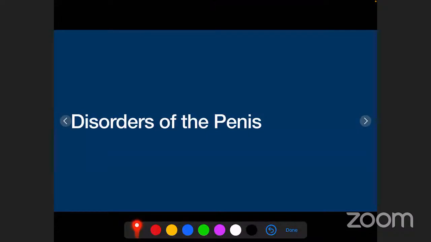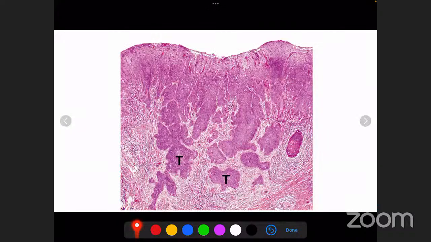Let us now move on to the last portion of my talk, which is disorders of the penis. In disorders of the penis, I have selected the commonest tumor of the penis, that is squamous cell carcinoma. So here's the slide. This slide shows a well-differentiated keratinizing squamous cell carcinoma. Here you can see the keratin pearls, and these are islands of tumor cells extending deeply into the stroma.